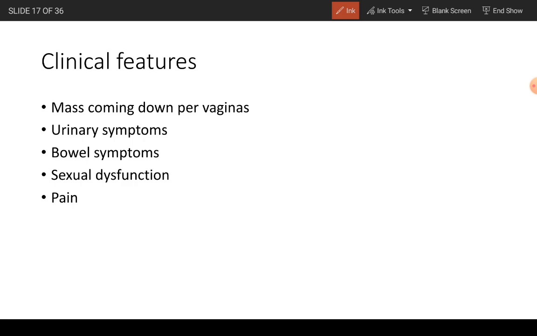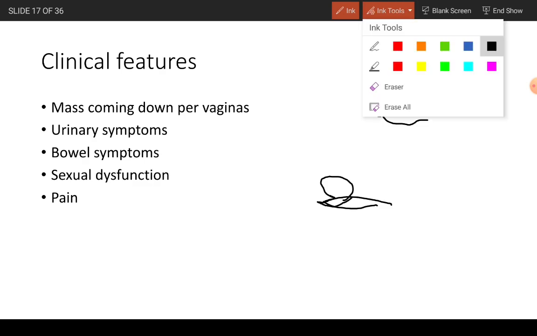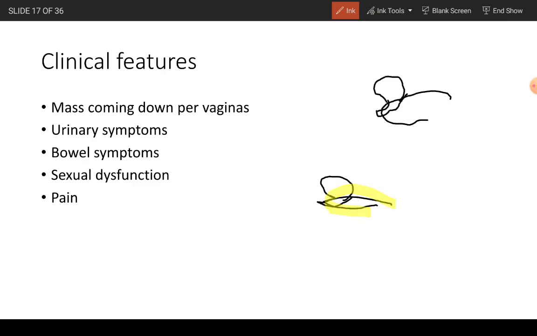So when you cough, urine will be going. That is because, actually, around the bladder and urethra there is the pubocervical fascia. The bladder is at an angle. When this pubocervical fascia is weakened, this angle will be lost and it will be like this. So whenever you cough, urine dribbles out. That is stress incontinence. Bowel symptoms, again, an incomplete emptying feeling will be there.